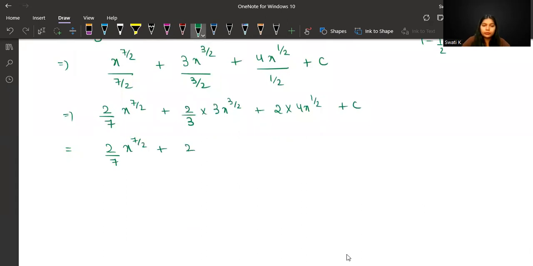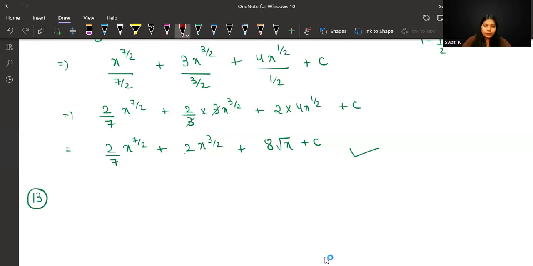This will become 2 upon, okay, 3 will get cancelled, right? So it will become 2x raised to 3 by 2, and plus 2 times 4 is 8. X raised to half we can write down as root x, and then plus c. So that's the answer. So we have completed 12 questions. Now let's move to the 13th one.